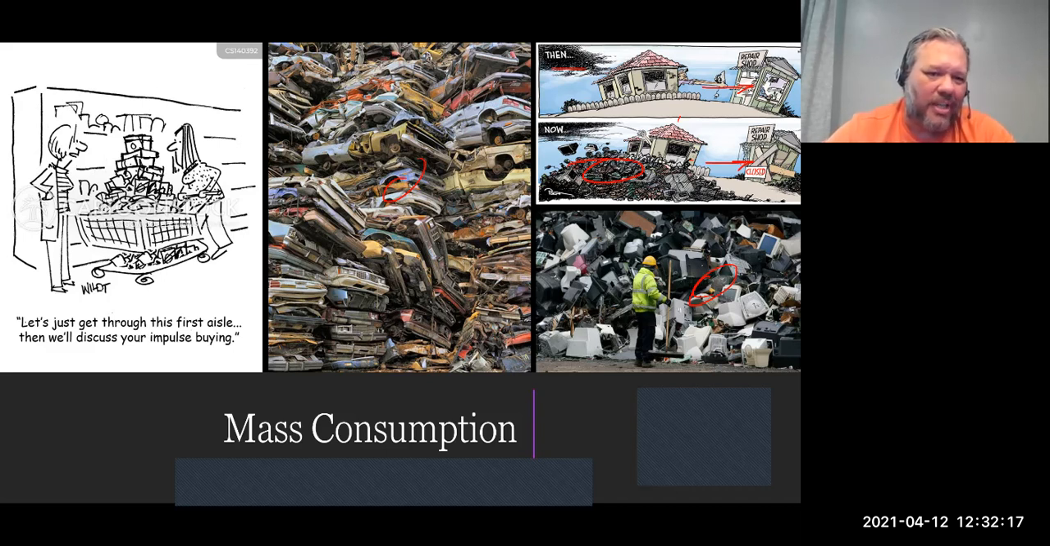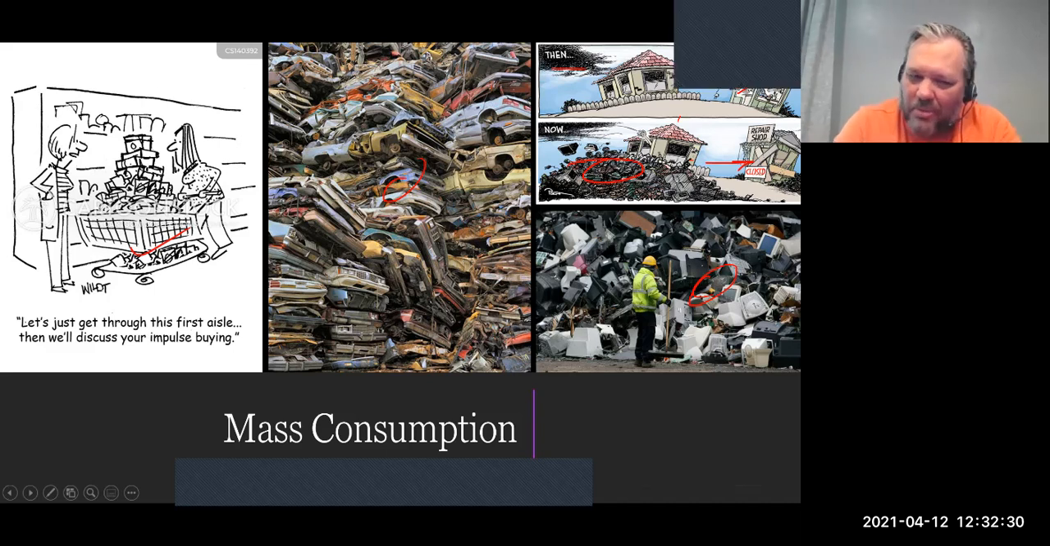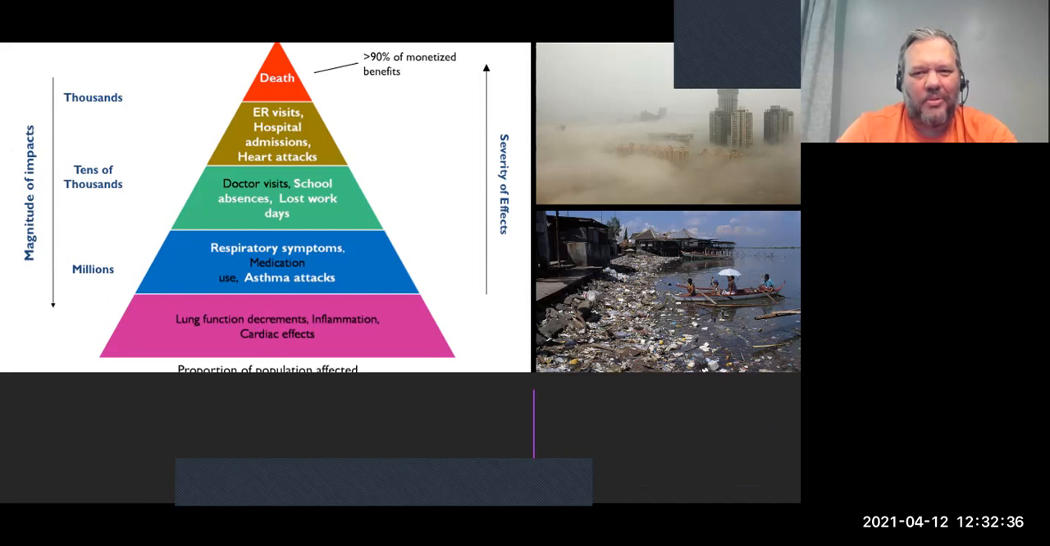And again, here's another little cartoon. Let's just get through this first slide, then we'll discuss your impulse buying. We love stuff. We love to buy a lot of stuff in the developed world. And I think lots of people like their stuff, and so how we deal with that in a sustainable manner is important.